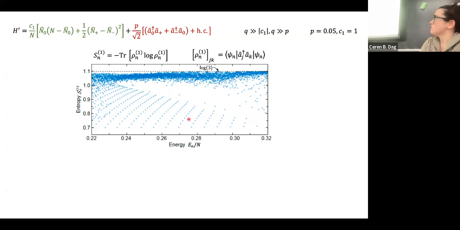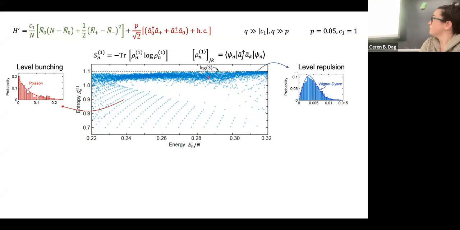What we see in this entanglement entropy plot is that most of the states are saturating the maximum entropy, and in fact, they are showing level repulsion. So these are chaotic states. Then there are also some other states, the second type here, that look structured in a very regular way, and they show level bunching. Their nearest neighbor energy level statistics show Poisson statistics.